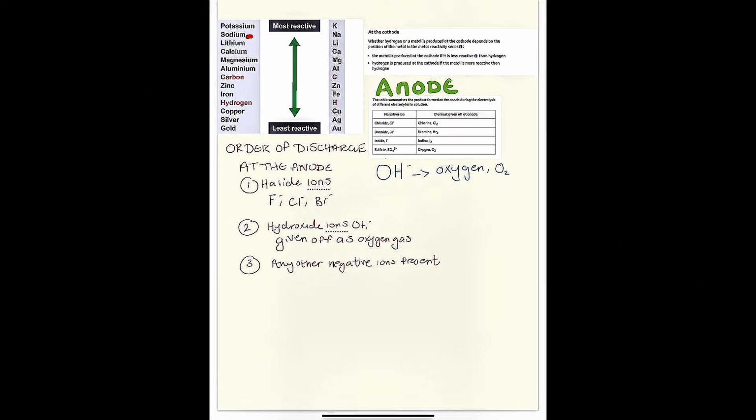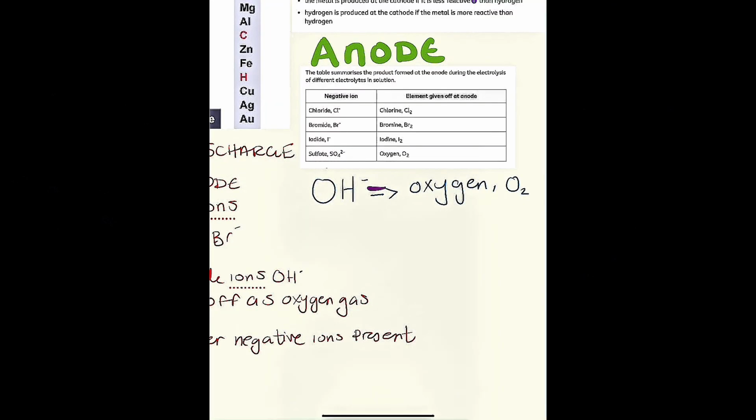I've got the order of discharge over here. It's very important for you to know about the reactivity series. You need to remember the reactivity series when it comes to electrolysis. For the negative ions, remember chloride, bromide, iodide, sulfate. We can see chloride gives us chlorine gas, bromide gives us bromine gas, iodide gives us iodine, and sulfate gives us oxygen. So make sure you remember this as well.